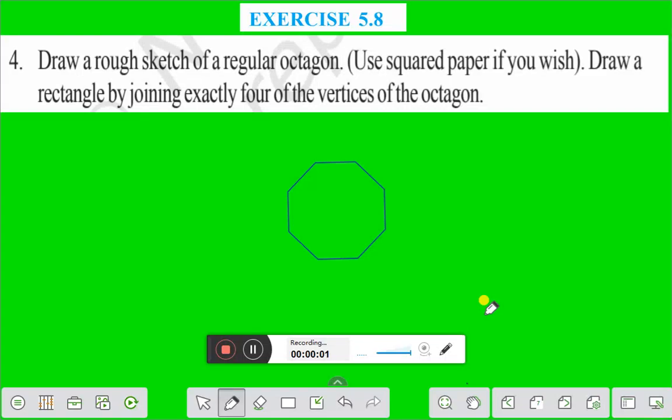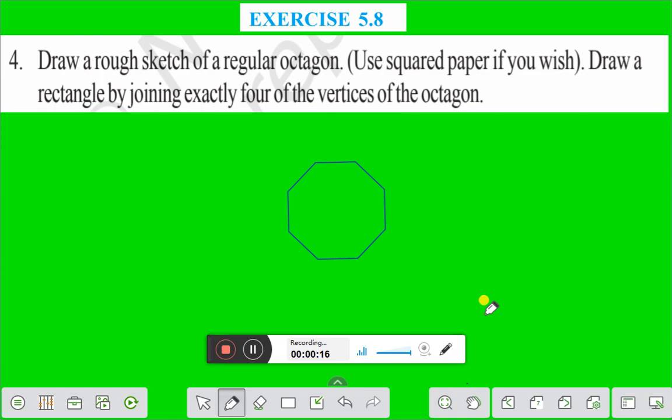Hello everyone. Today we shall discuss exercise 5.8 question number 4. Draw a rough sketch of a regular octagon. Use squared paper if you wish. Draw a rectangle by joining exactly 4 of the vertices of the octagon.